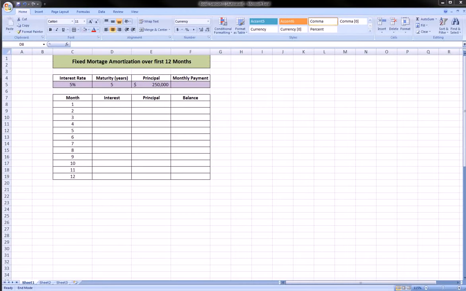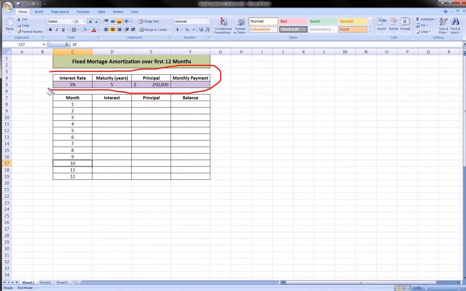Hi guys, in this video we're going to very quickly show you how to amortize a fixed mortgage over the first 12 months of the mortgage, no matter what the maturity of that mortgage may be. So in this section over here are my inputs. I have my interest rate, my maturity in years, the principal amount of my loan, and I'm going to calculate the monthly payment.